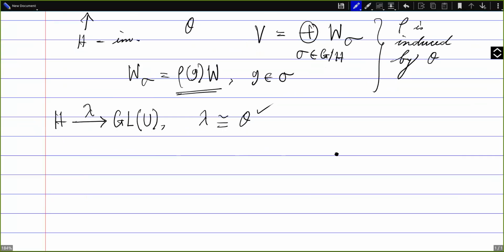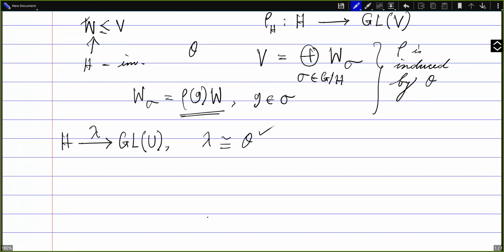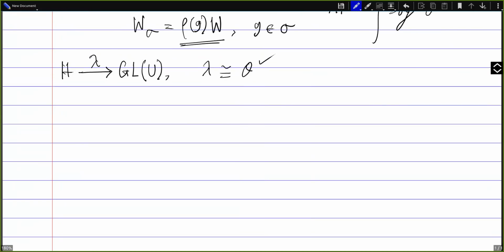So now we will go for the universal property. The universal property always involves maps. So the following is going to be a first step towards the universal property, which says that every H invariant linear map defined over W can be extended to a G invariant linear map over the whole of V. So let me write down the statement first.